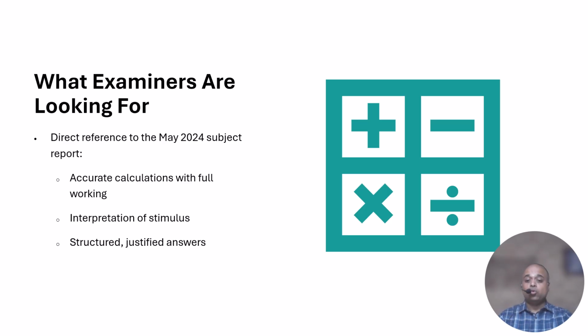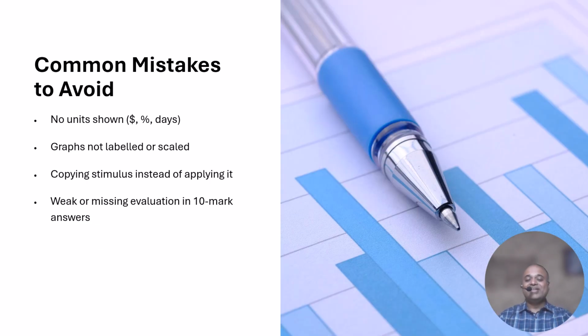Okay, this one is crucial because knowing what not to do is often just as important as knowing what to do. These mistakes come straight from examiner feedback in May 2024 paper 2 reports. And trust me, they are far more common than you'd expect. First up, missing units. This one's painful. You might have the correct number, but if you don't include a dollar sign, percentage, or days when it's needed, you lose marks. Always write the unit every time.